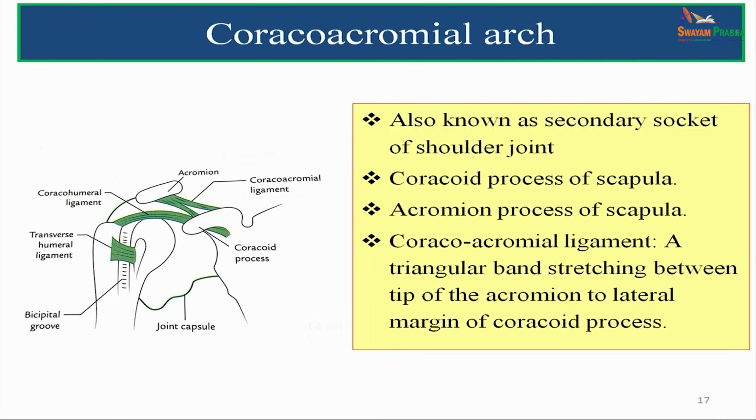Coracoacromial arch, which we mentioned earlier as a secondary socket of shoulder joint. It is made up of 3 components, 2 bony components and 1 ligamentous component. The 2 bony components are the coracoid process of scapula, the acromion process of scapula and the intervening or interconnecting ligamentous component known as coracoacromial ligament. The coracoacromial ligament is a ligamentous band which is triangular in shape stretching between the tip of the acromion process to the lateral margin of the coracoid process.